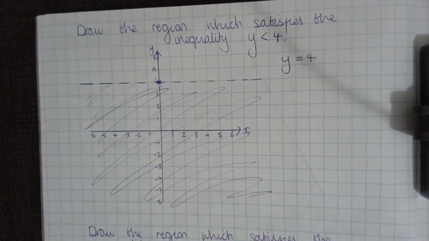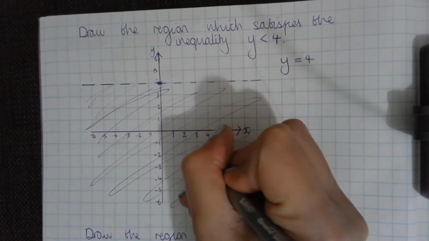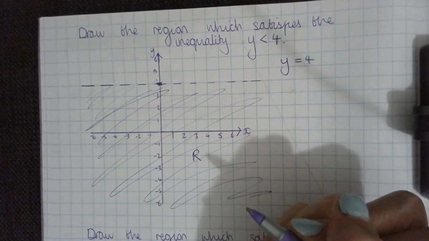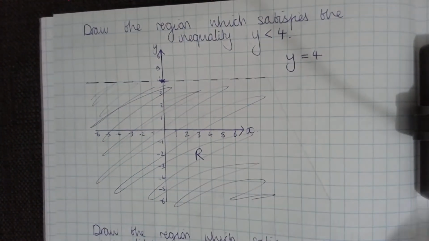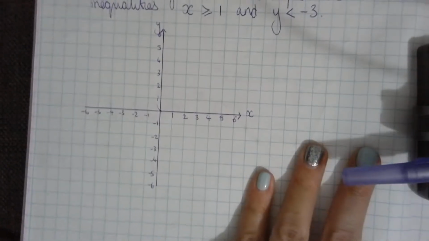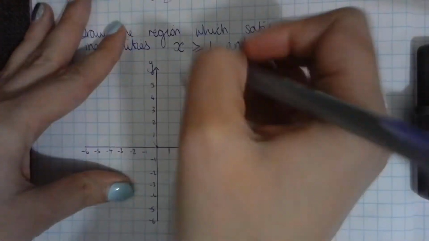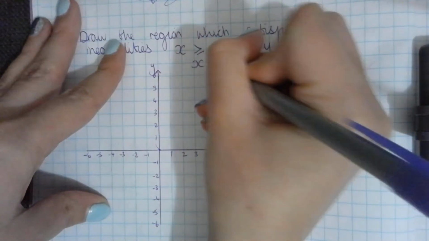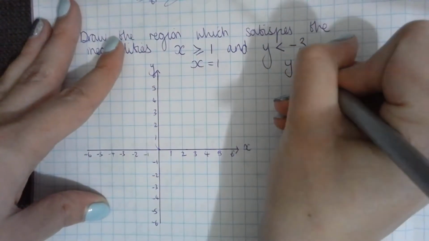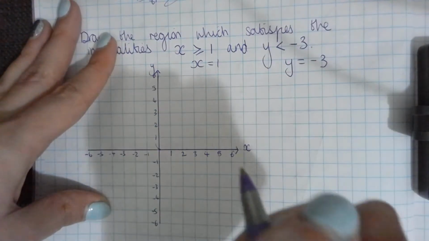Okay, and if you are unsure, if the question asks you to label it with a region R, then you just put the R in that region. Moving on, we have two inequalities to satisfy this time. So we plot the graphs of x is equal to 1 and y is equal to -3.